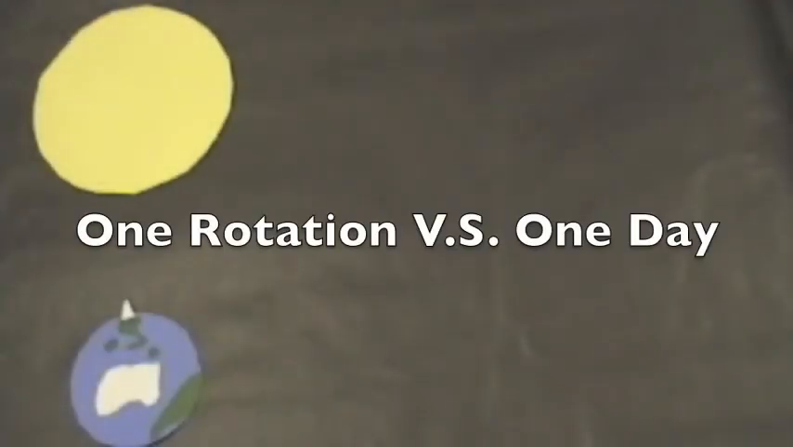Did you know that it takes only 23 hours and 56 minutes for the Earth to make one rotation? Most people think it takes 24 hours for one rotation. Let us explain why it's not 24 hours.